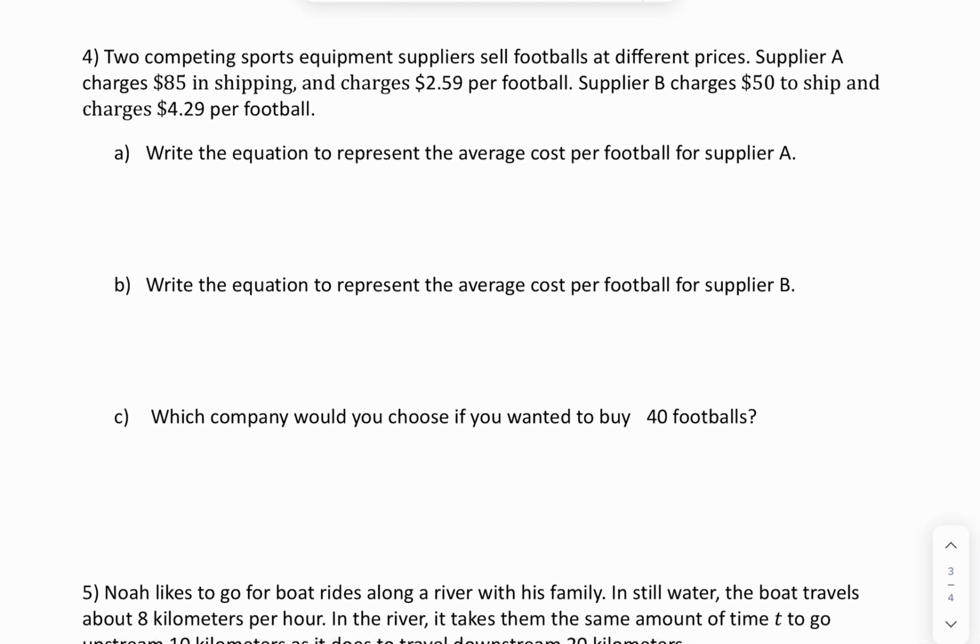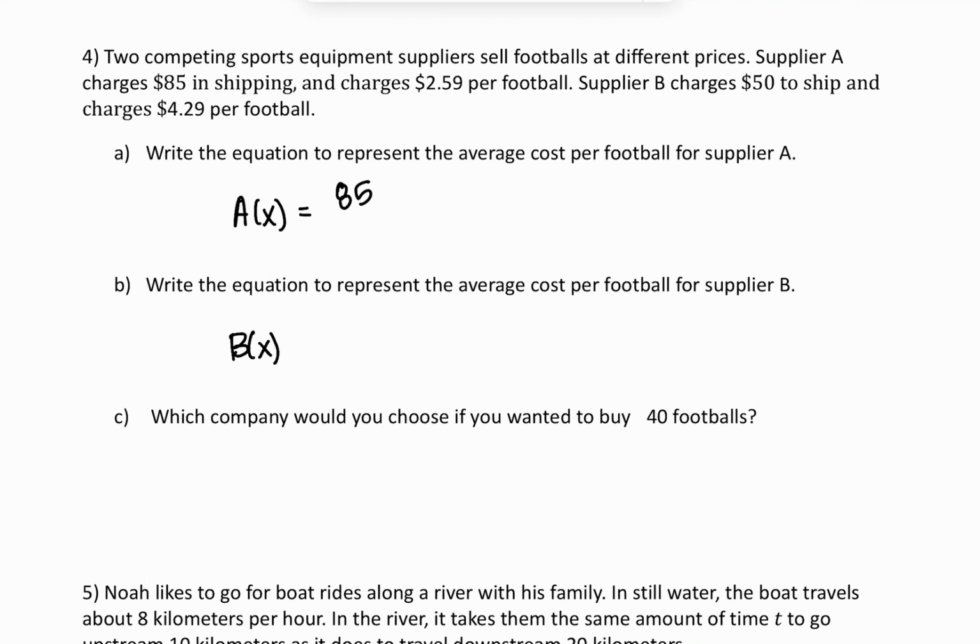Okay, on question 4, we have 2 competing sports teams. Suppliers sell footballs at different prices. Supplier A charges $85 in shipping and $2.59 per football, and B charges $50 to ship and $4.29 per football. So we're writing each equation, one for supplier A and one for supplier B. These are very similar because we want to find the average cost, like the question before.